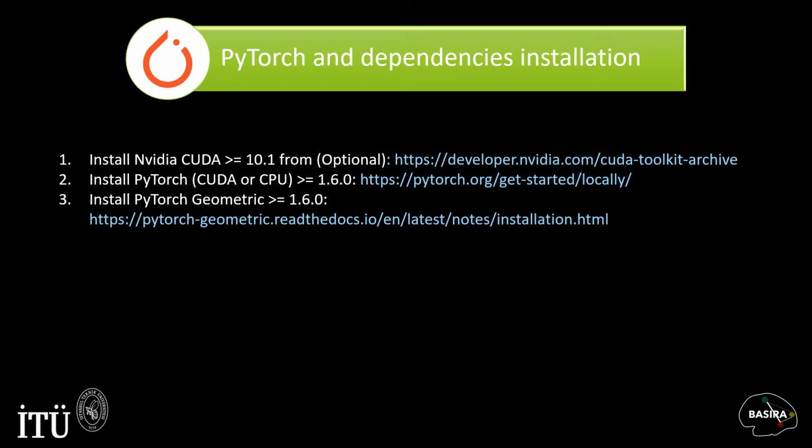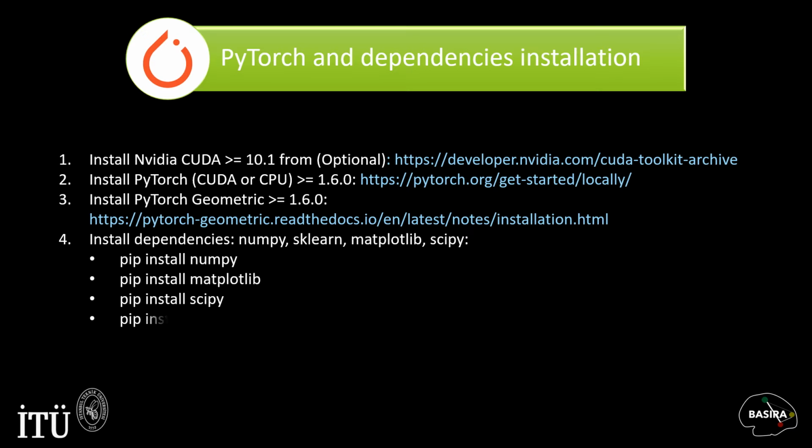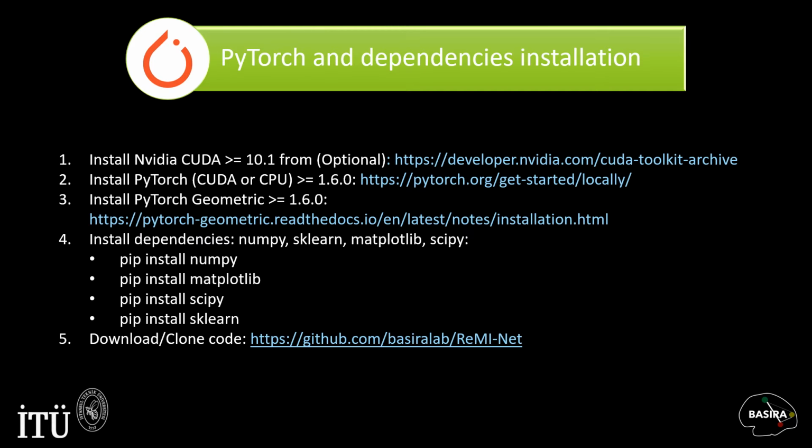Then, you will need to install PyTorch Geometric. Be sure its version matches with your PyTorch version. Follow the guideline in the PyTorch Geometric website. Other dependencies are NumPy, scikit-learn, SciPy, and matplotlib. If any of these packages are missing, you can simply type the following commands to install them using Python Package Manager. Finally, you can access the code via the Basiralab repository link.